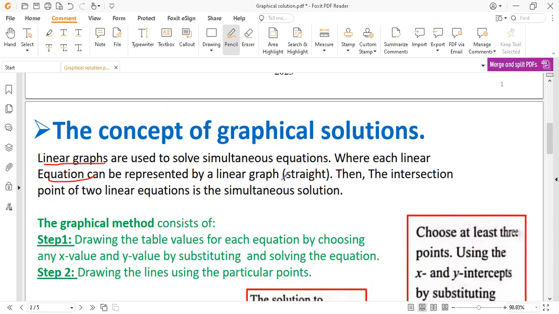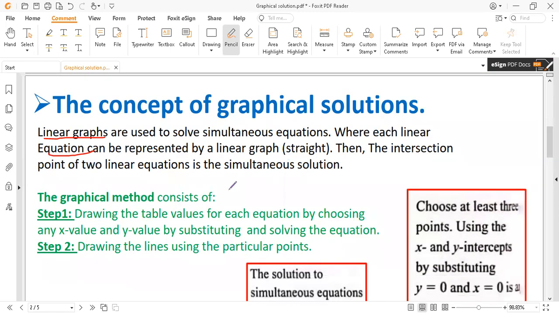So if we graph two lines, what are the different positions of these lines? These lines could intersect each other, or these two lines could be parallel to each other, or these two lines could be congruent. Focusing on the case when two lines intersect each other, we obtain an intersection point, and this intersection point of two linear equations is the solution of the simultaneous equations. So we only read the solution graphically.